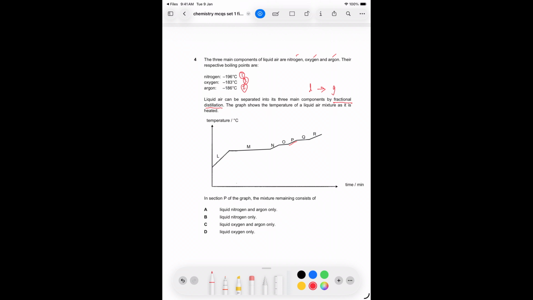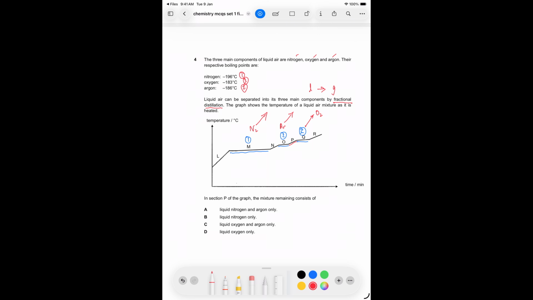Okay, so if you see carefully, there are three plateaus. Let me use a different color. This is the first one. This is the second one. And this is the third one. All right. So when you reach M, which will be coming out first? Your N2. Okay. It will boil off. Followed by stage 2, it will be argon. Then lastly, at Q, it will be oxygen.